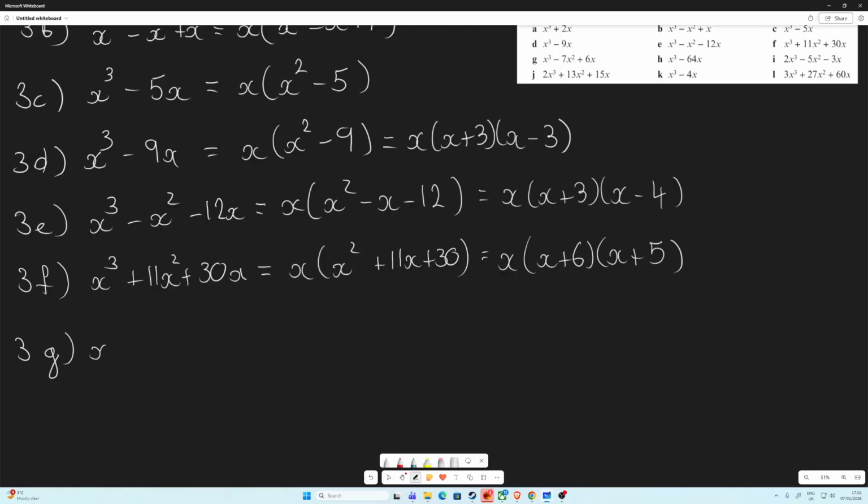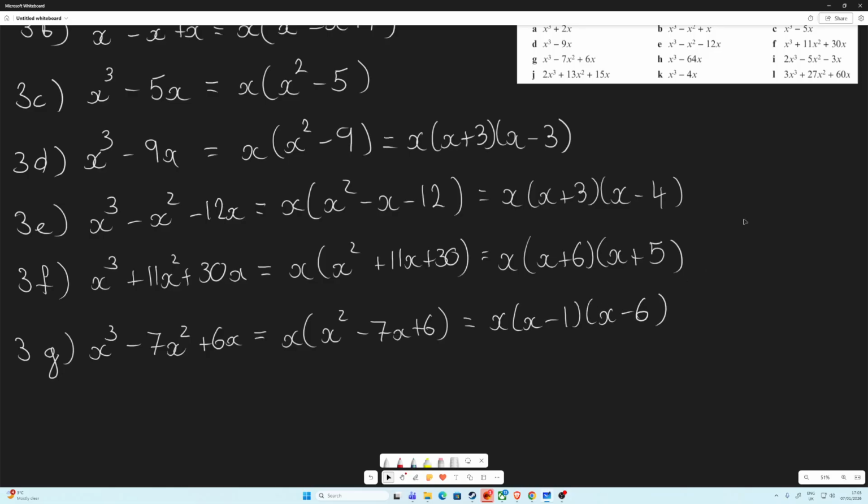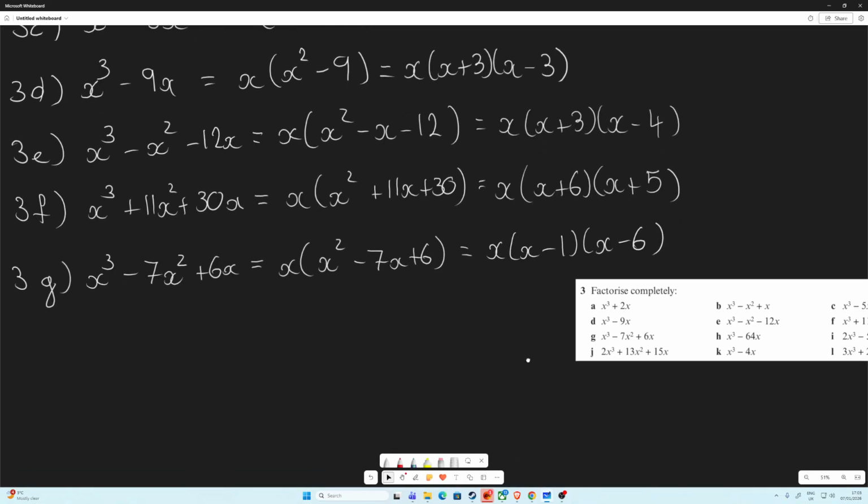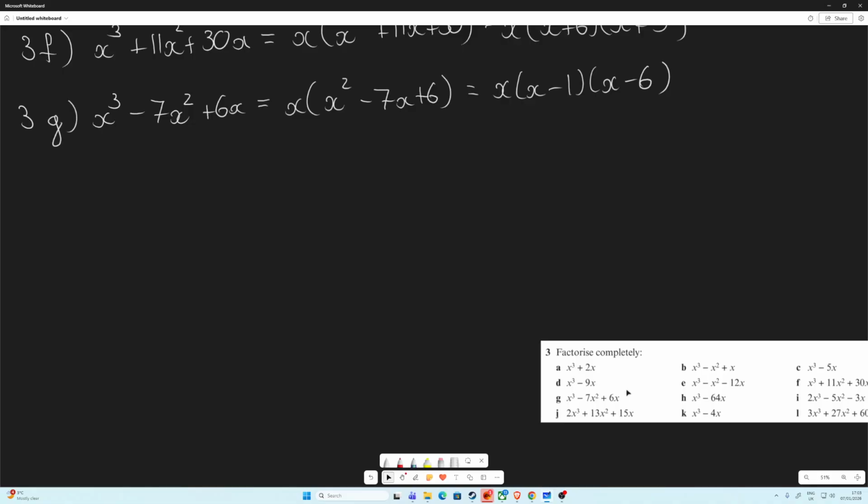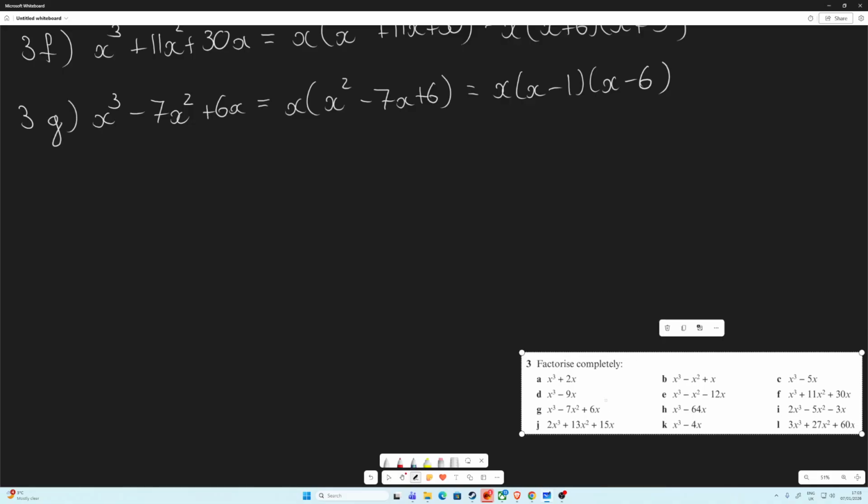We have x cubed minus 7x squared plus 6x. Okay, so let's take factor of x out. We're left with x squared minus 7x plus 6. Here we will take -6 and -1, so that's x into x minus 1, x minus 6. Okay, let's try 3h.